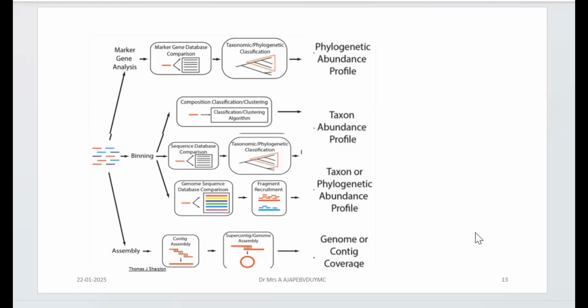So coming back to the point, here you are going to have the sequence fragments, maybe marker gene based or maybe random fragments, and then you are going to generate the contigs, and then contigs are going to be arranged, and then you are going to analyze those, right?